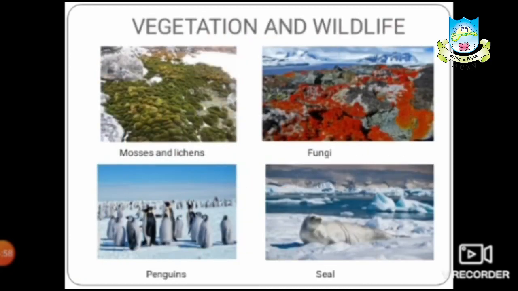Despite being one of the coldest and most inhospitable places on Earth, Antarctica hosts a wealth of biodiversity. Non-flowering plants like mosses, lichens and fungi comprise most of the vegetation in Antarctica. The most abundant and best known animals are penguins, whales, seals, albatross and other seabirds.